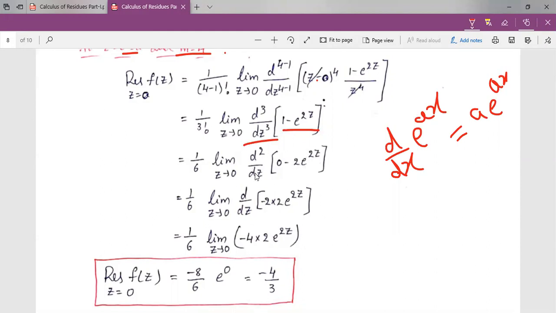Now we differentiate similarly 2 more times. We get minus 8 into e power 2z. Then we replace z tends to 0. We get minus 8 into e power 0. Finally, the residue of f of z at z equal to 0, which is a pole of order 4, we get minus 4 by 3 is the residue.